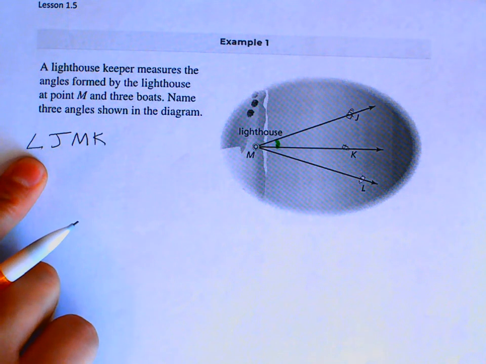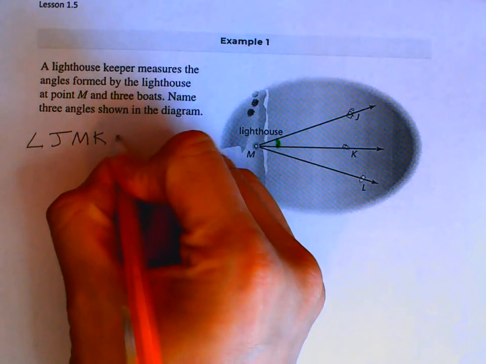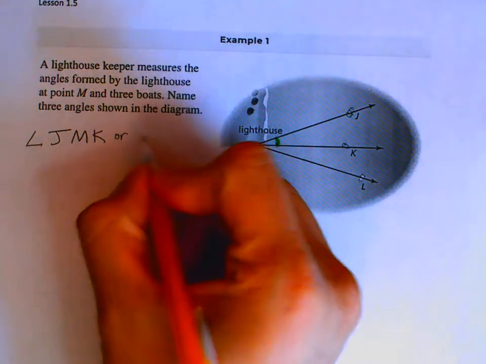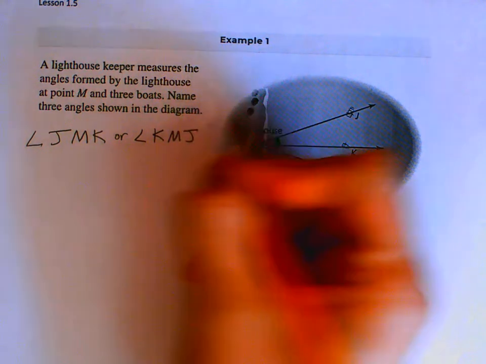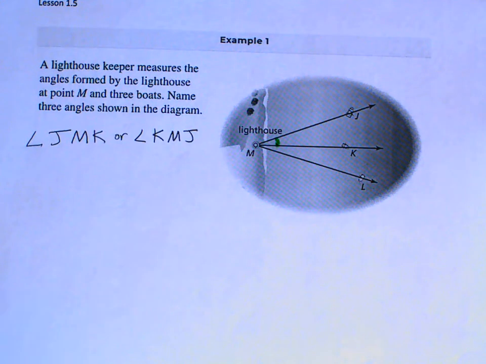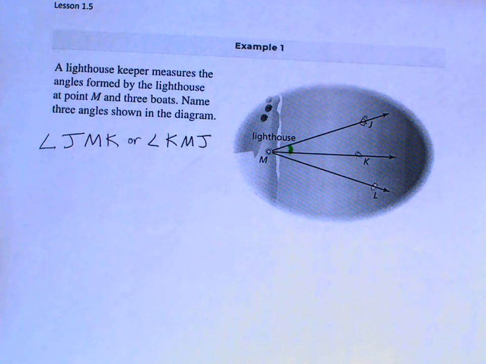And that's the thing about geometry, guys. There is a lot of notation. Can't get away from it. Now, you can either write it like that or with the letters backwards, angle KMJ. What you cannot do is call these out of order where M is not in the middle. M has to be in the middle. M is the vertex.